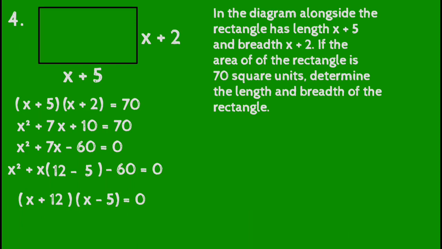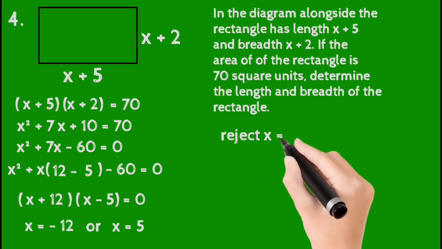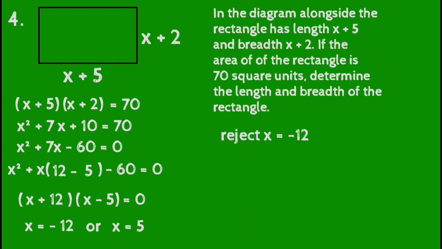So x must be equal to negative 12, or x must be equal to a positive 5. But we're dealing with length here, dimensions. So we have to reject the negative value. We have to reject that x equals negative 12 because we end up with negative length. And then we say our acceptable answer is going to be x equals 5.